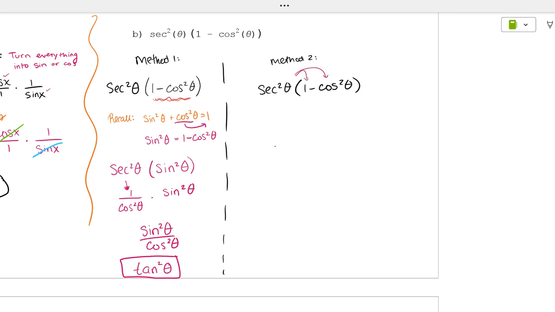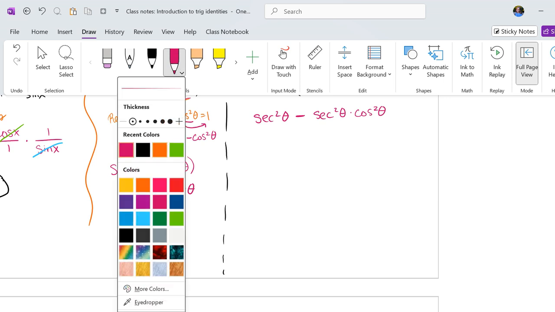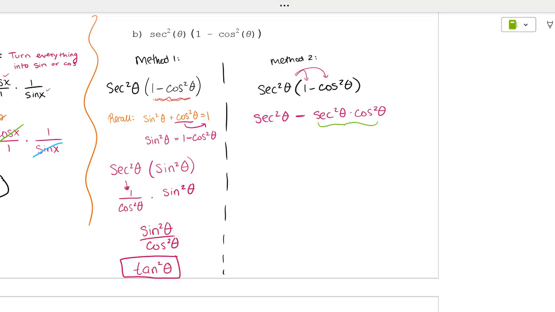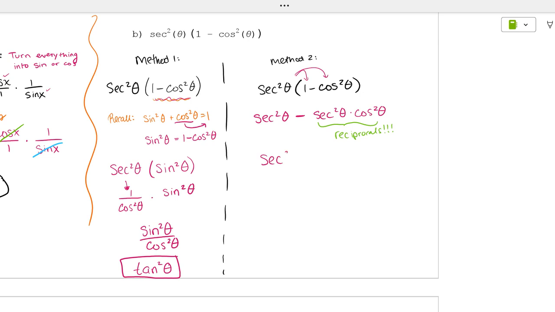Well, that's perfectly fine. 1 times secant squared theta is just secant squared theta, minus secant times cosine squared. I can't actually combine those together any more than that yet. Okay, so there is a relationship between secant and cosine, right? These are reciprocals. Remember we said when we multiply two reciprocals together, they equal 1. So that allows me to make this secant squared theta minus 1.